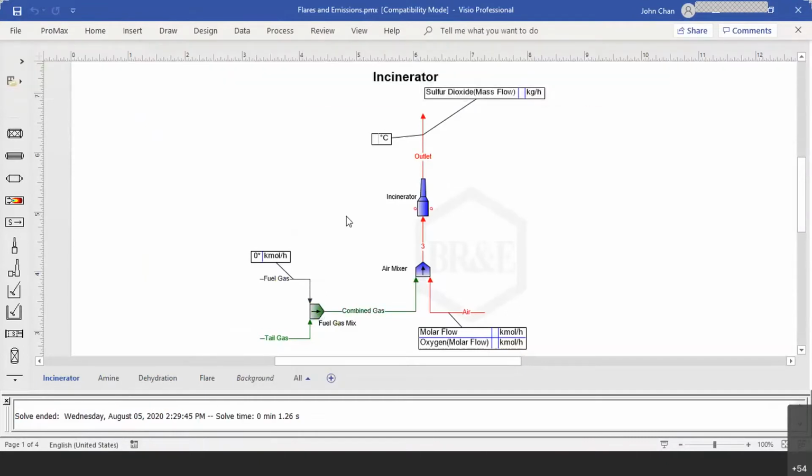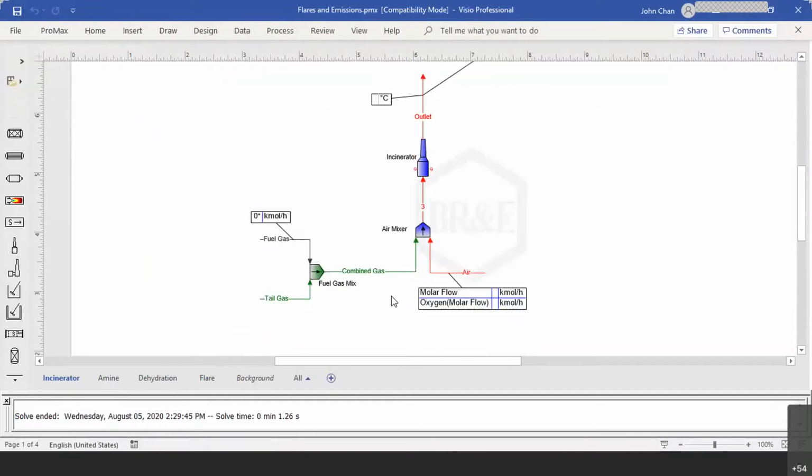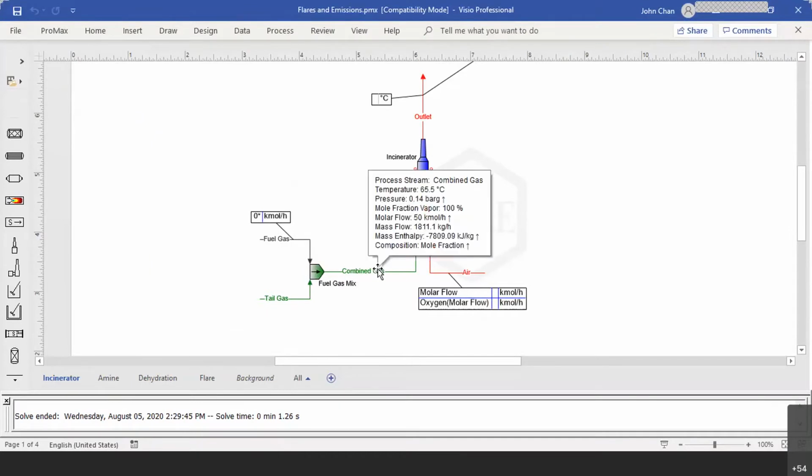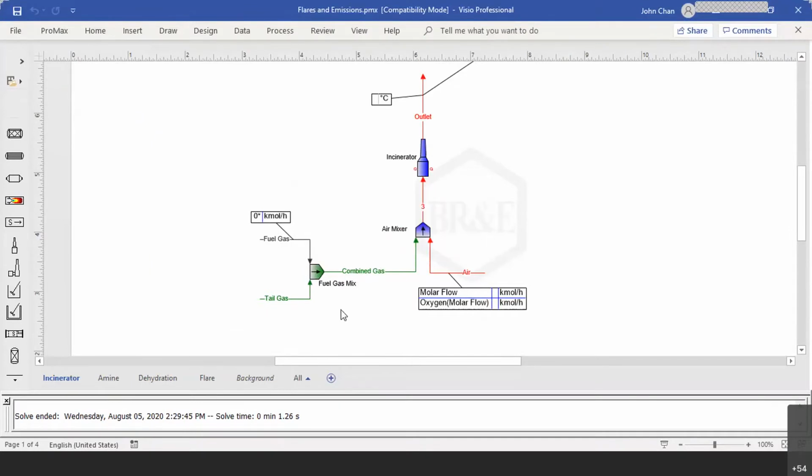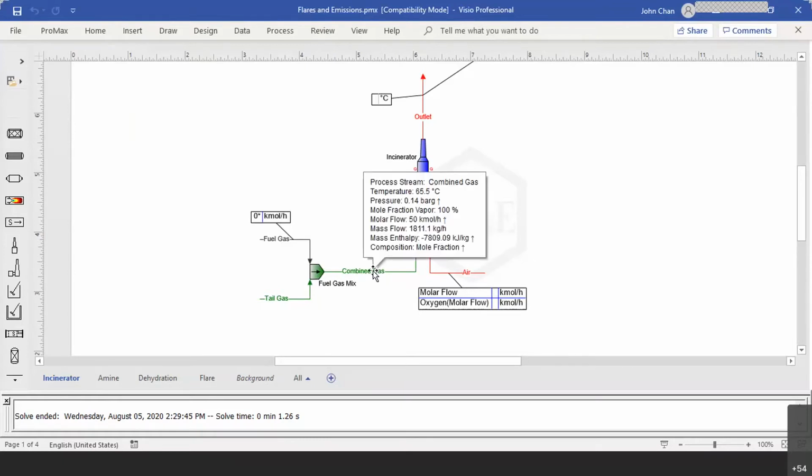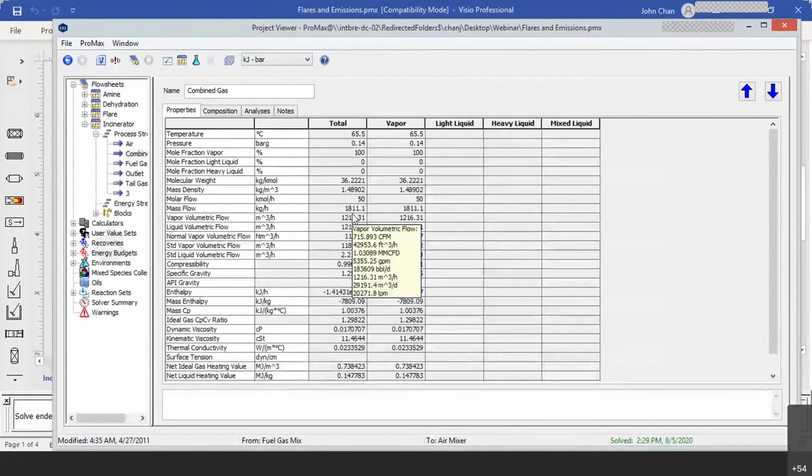block. So basically this combined gas stream is equivalent to your tail gas. And in order to combust your hydrogen sulfide, you will need oxygen. And how do I know how much oxygen I would need? You can actually find the amount of oxygen that's needed for combustion by clicking into this stream.